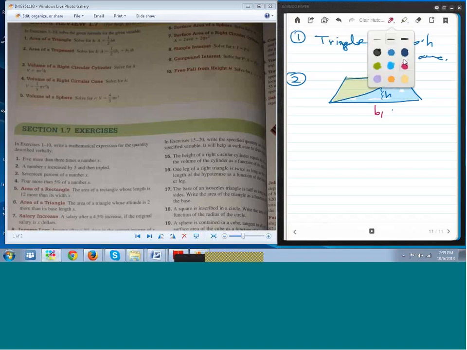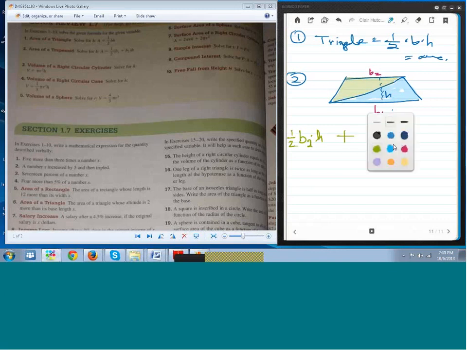And solve it. So the area for the green triangle would be base 2 times height times 1/2. The area for the blue triangle would be 1/2 times base 1 times height. These two, all you have to do is add them. So you don't have to memorize.